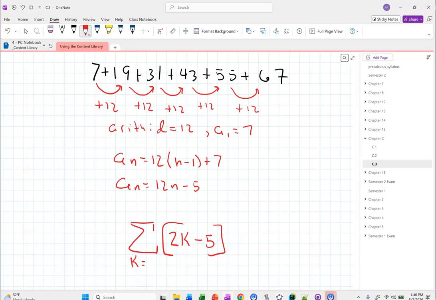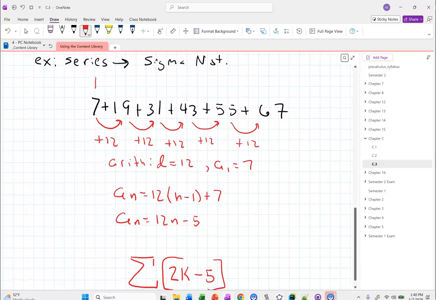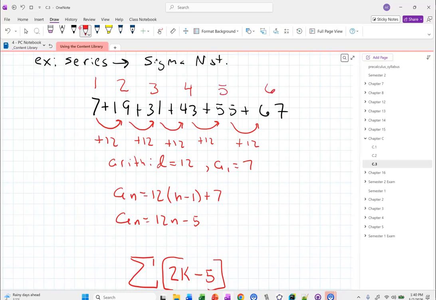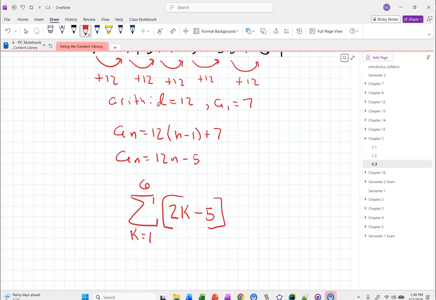So the only things left that I need to do is fill in the lower bound and the upper bound, right? So if I look at the series up here, it looks like I'm adding 1, 2, 3, 4, 5, 6 things together. Everybody agree with that? So I'm going to have the first term through the sixth term. And there's my sigma notation.